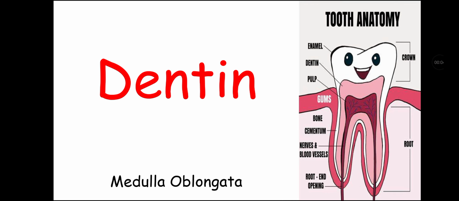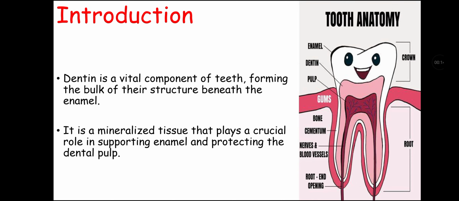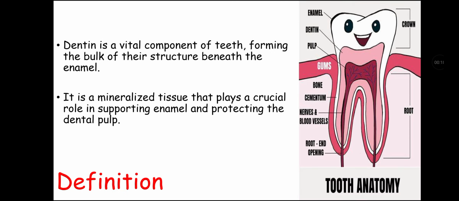Today we are going to talk about dentin. So let's start the topic with introduction as usual. So dentin is a vital component of teeth, forming the bulk of their structure beneath the enamel. It is mineralized tissue that plays a crucial role in supporting enamel and protecting the dental pulp.